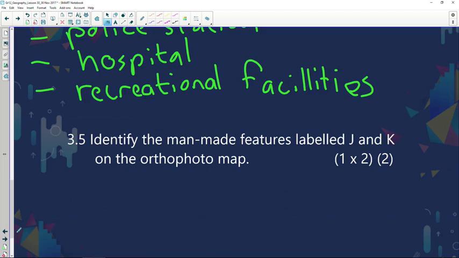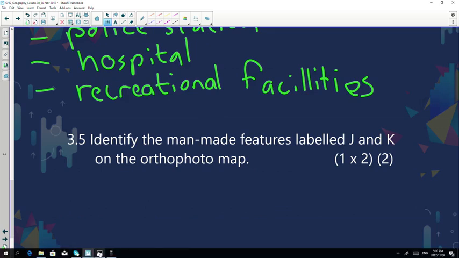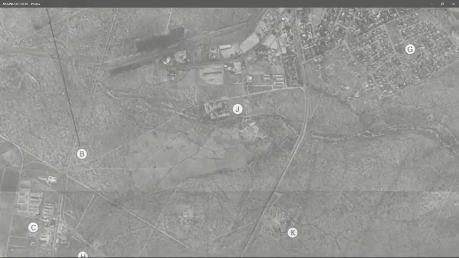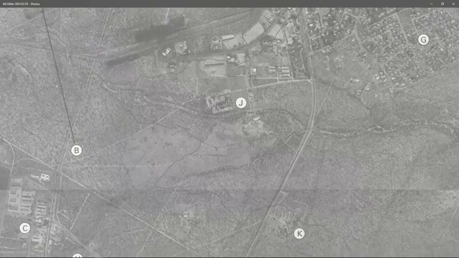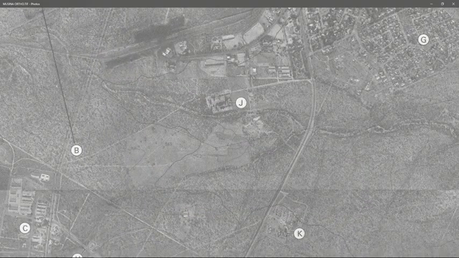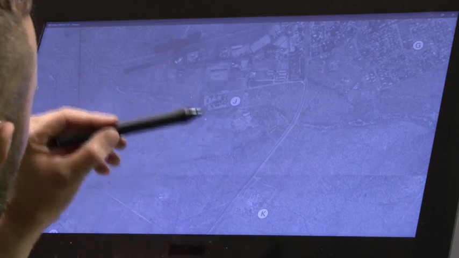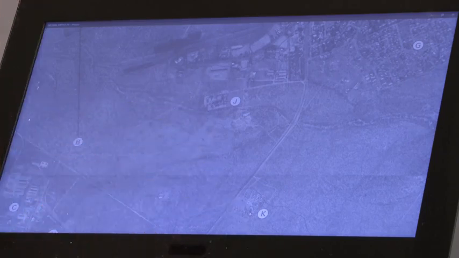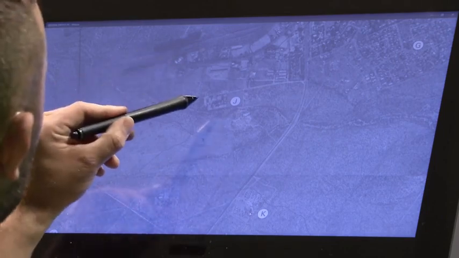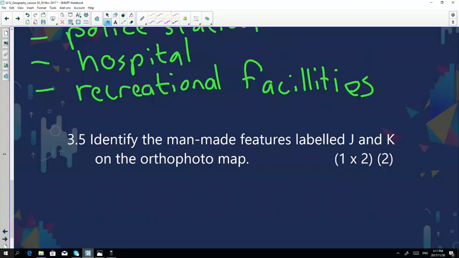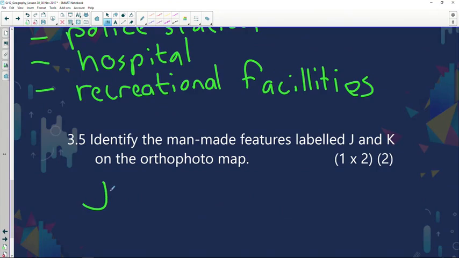Now, if you quickly look at question 3.5: Identify the man-made feature labeled J and K on the orthophoto. Now let's just quickly go to J and K. There's J situated over there. Whoops, I zoomed in too much. And there's K over there. Now you need to do the comparison from the orthophoto to the topographical map. And on the topographical map, you will get a reference that represents it. And J will represent a cemetery.